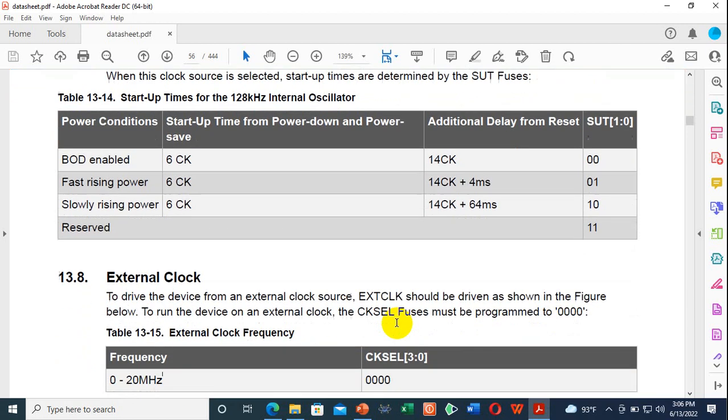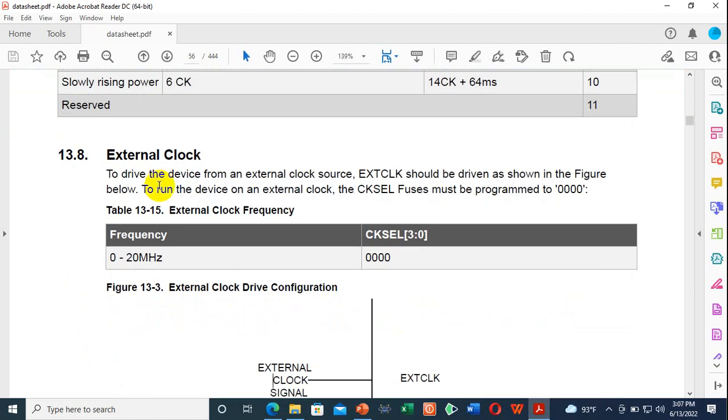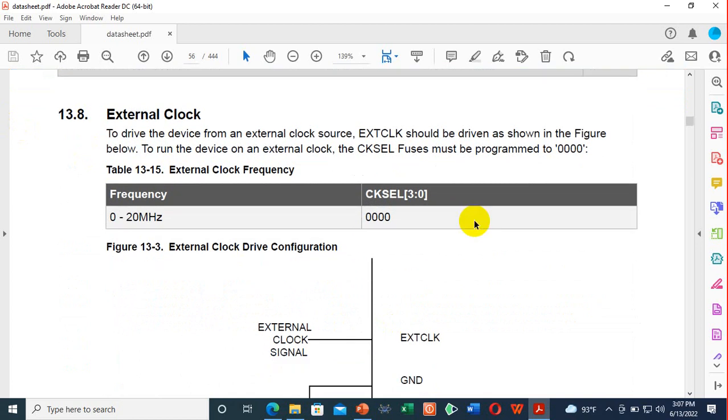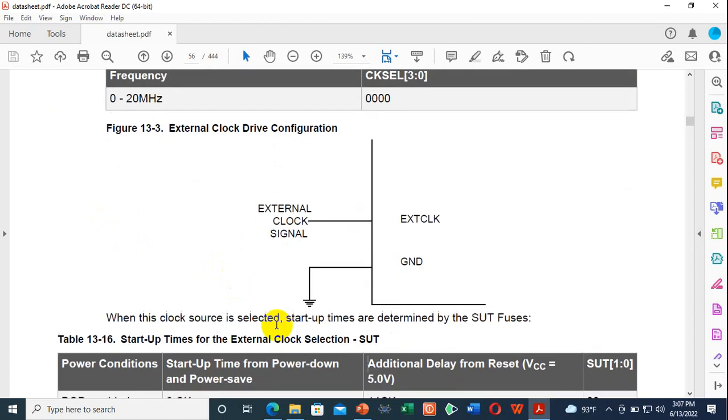External clock. To drive the device from an external clock source, EXT clock should be driven as shown in the figure below. To run the device on an external clock, the clock select fuses must be programmed to 0000. Okay, this is the clock select pin at the external clock, and you can get the frequency 0 to 20 megahertz by using the external clock.